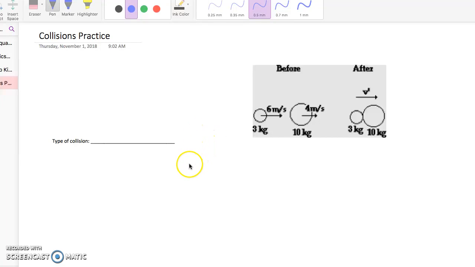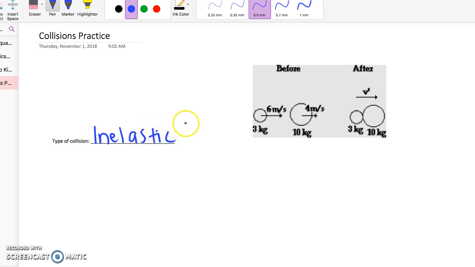Okay, we are looking at example problem A on your collisions practice worksheet. And the first thing we want to look at is what type of collision is happening here. So it looks like we have two objects to start with, and then after they collide, they stick together and keep going. So since they stick together and they don't bounce off of each other, that is called an inelastic collision.